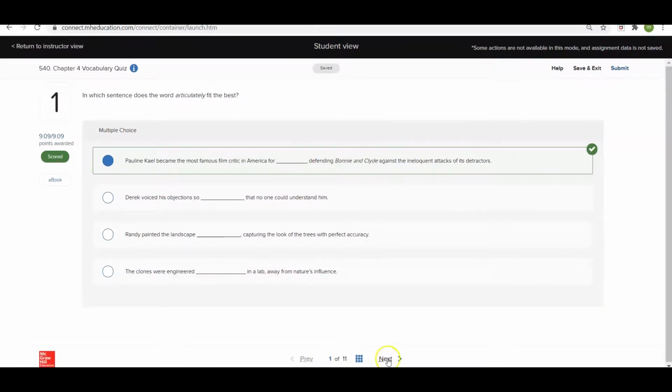Right, so I hit score, and yeah, like I was saying, that was the answer, because it was "articulately." Something articulate refers to something you say. You say it in a way that's convincing and that's very clear, etc.